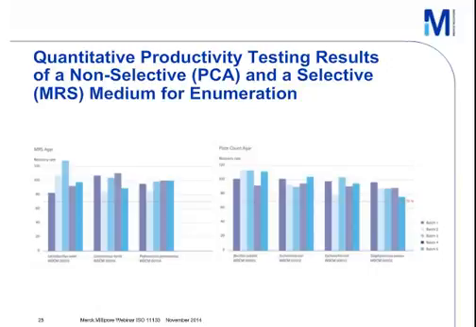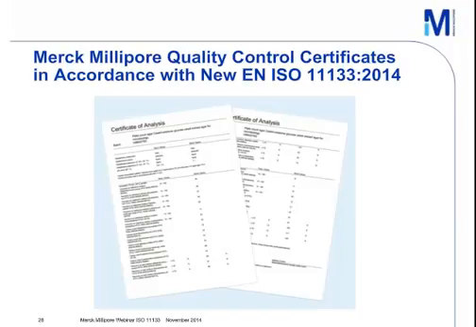All these data you find on the defined Merck Millipore quality control certificate for each batch, now in accordance with the new EN ISO 11133 from 2014, with the detailed specifications for every medium, as well as the detailed batch numbers for every medium, the batch results for every medium for physical, chemical, as well as for microbiology quality control.